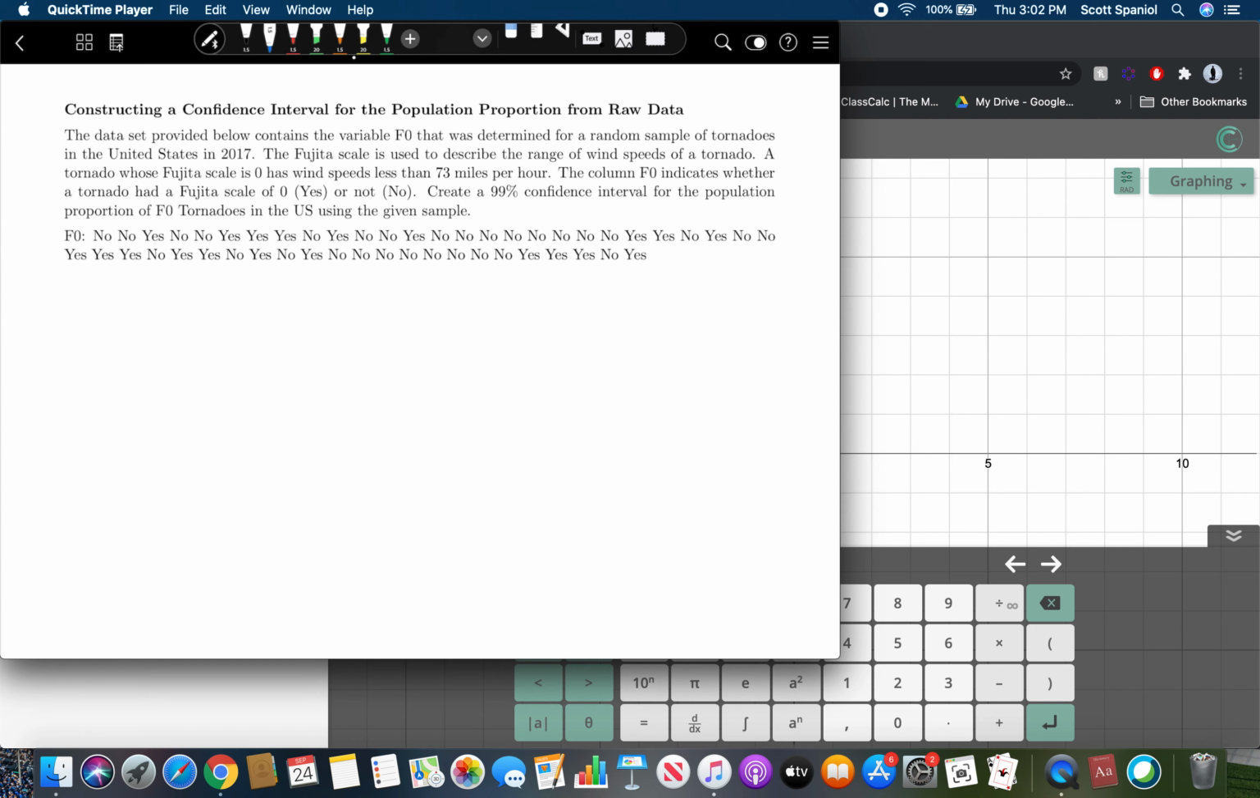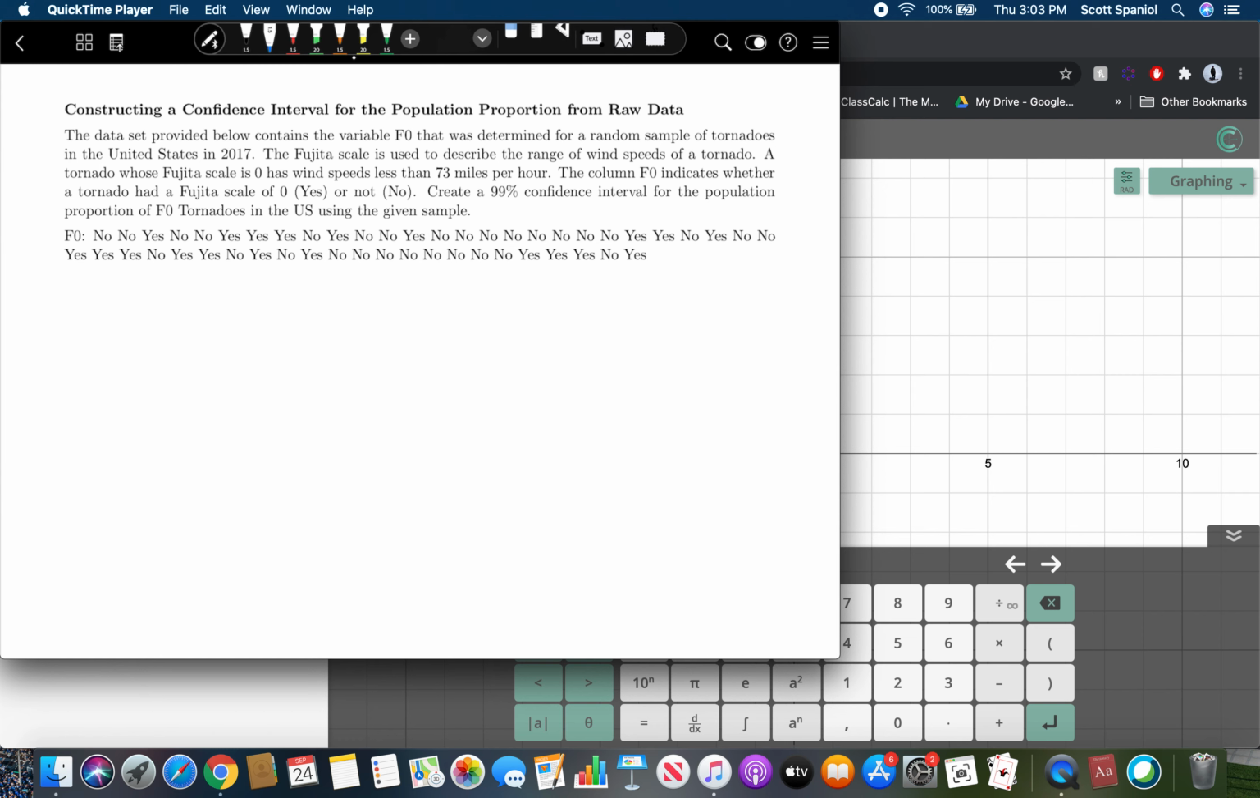The data set provided below contains the variable F0 that was determined for a random sample of tornadoes in the United States in 2017. The Fujita scale is used to describe the range of wind speeds of a tornado. A tornado whose Fujita scale is 0 has wind speeds less than 73 miles per hour. The column F0 indicates whether a tornado had a Fujita scale of 0, yes or no. Create a 99% confidence interval for the population proportion of F0 tornadoes in the United States using the given sample. Okay, so what you need to know in order to do this, right, is x and n.